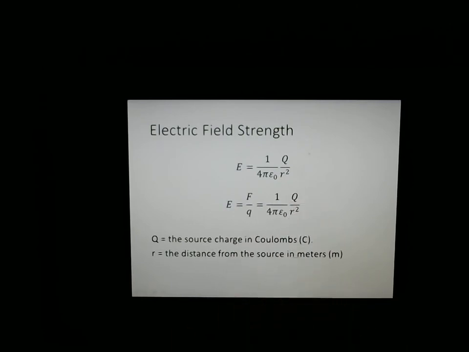Okay, so reminder, the 1 over 4 pi epsilon naught here is given to you in your constant section to say that that bit equals 9 times 10 to the power of 9. And then you have a Q and R over here. So the Q in this case is our source charge, and R is the distance from the source in meters. So it's still the same radius that we had before.